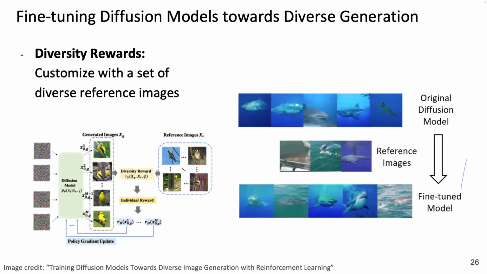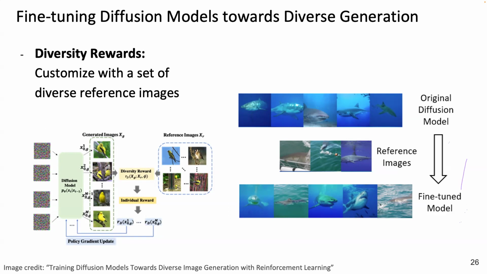And as a case study, we show one of the works here on using diversity as reward. One highlight is that the diversity reward or other rewards can be computed by having users provide a set of reference images. For example, the right one shows an example of generating sharks. If we directly sample from diffusion models, it will usually generate the shark view from underwater.